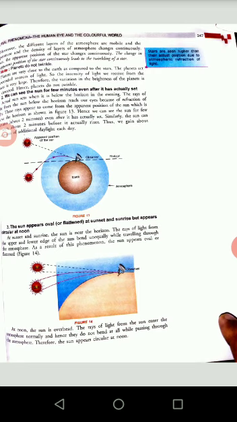So, like this, there are a number of atmospheric refraction phenomena in our day-to-day life. The next example regarding refraction is this: the sun is seen 2 minutes earlier at sunrise and 2 minutes later at sunset.